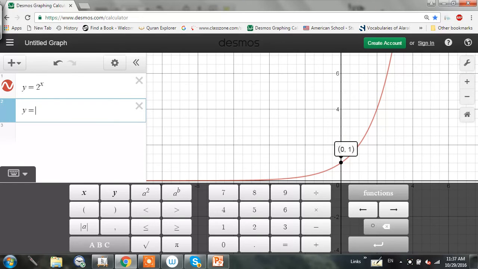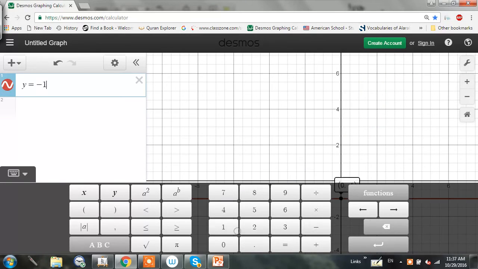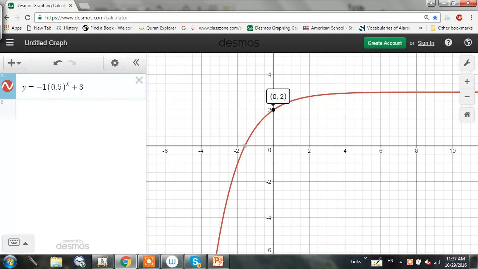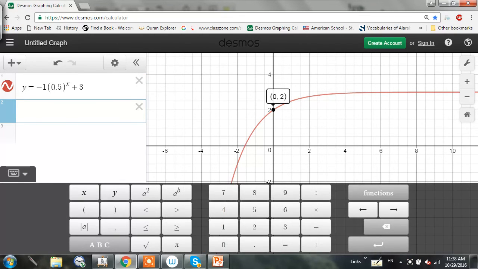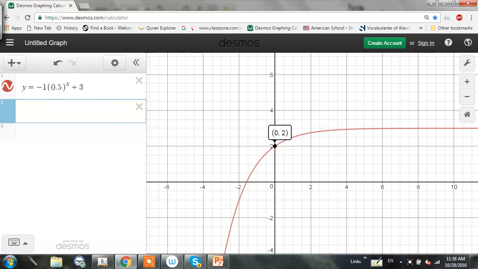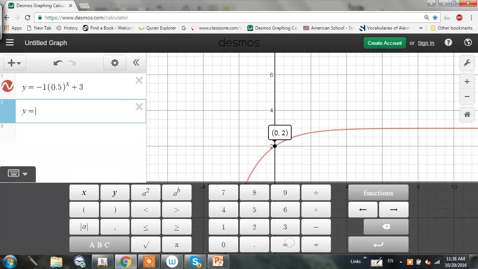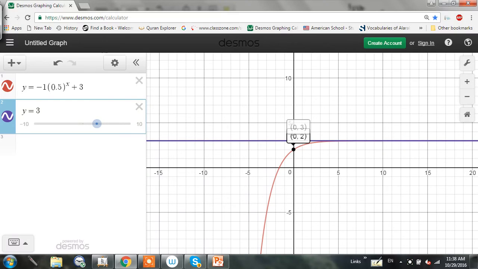Watch. It's going to be negative 1 times the quantity 0.5 to the exponent of x plus 3. See? The asymptote is moved up too. What's the new asymptote? Okay, for 100 points, what's the new asymptote? What's the equation of that asymptote? Y equals 3. See? I'll move this point, see? See right there? Do you understand that? Okay?